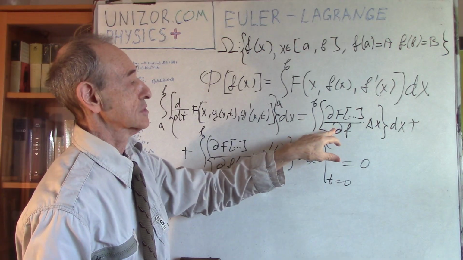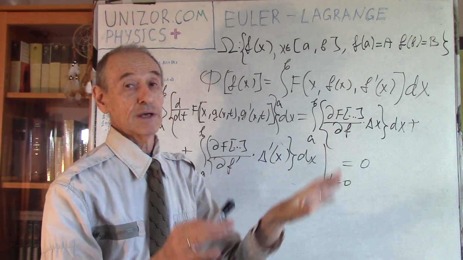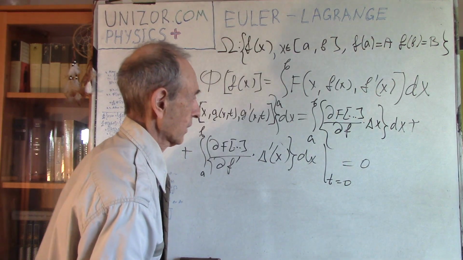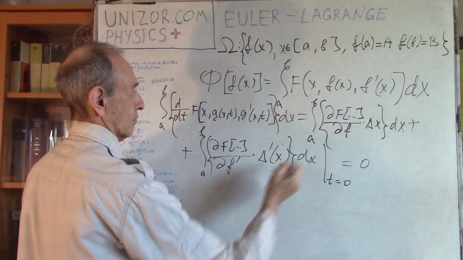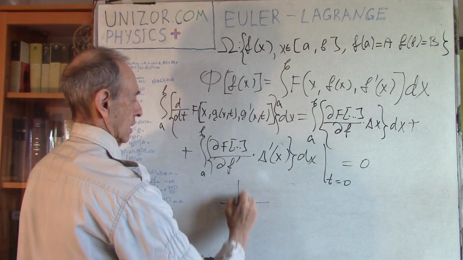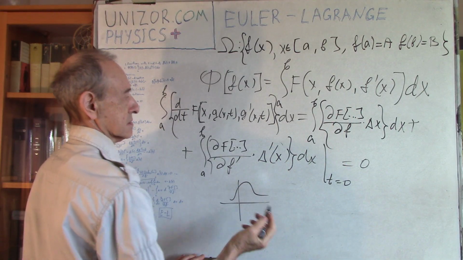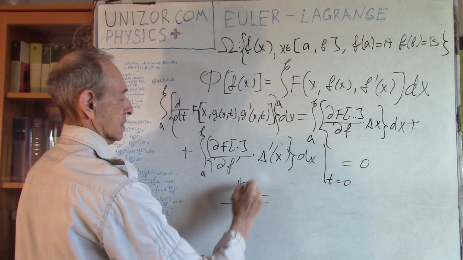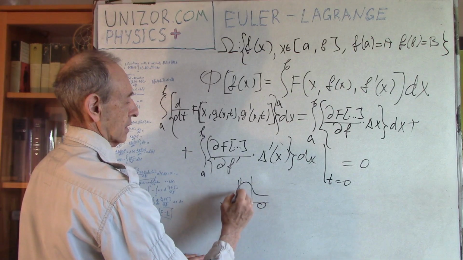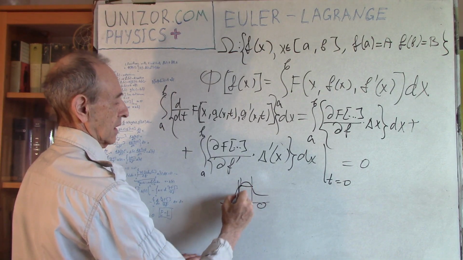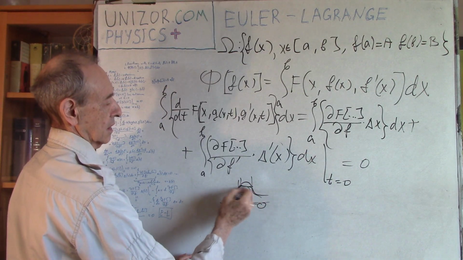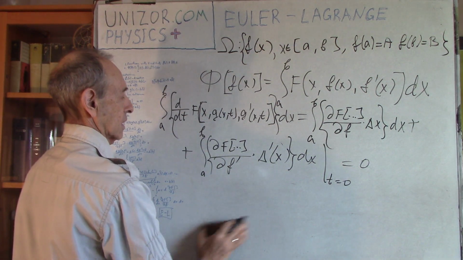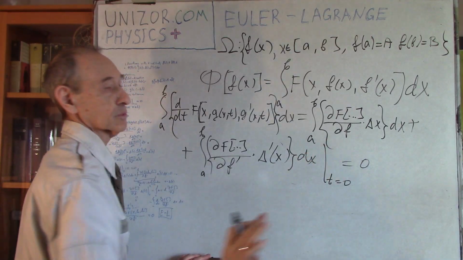Otherwise, if it's not equal to 0, then I can always find some kind of function delta x so that the integral is not equal to 0, right? So if at any point this function is not equal to 0, let's say it's this type of function, well, then I will have a delta x which is equal to 0 everywhere else and 1 here, and smooth it somehow at the end. So the integral will definitely be greater than 0. So again, this one integral would be simple.